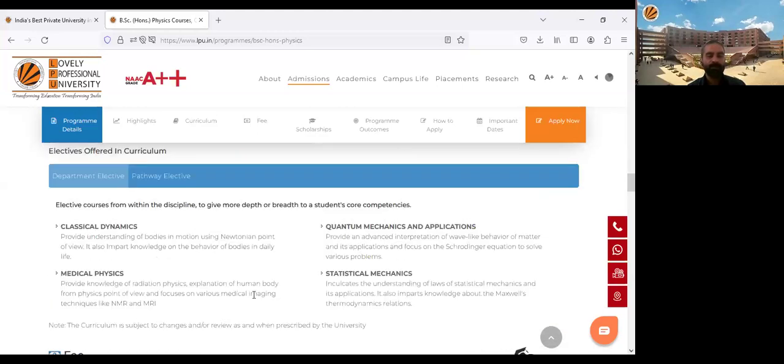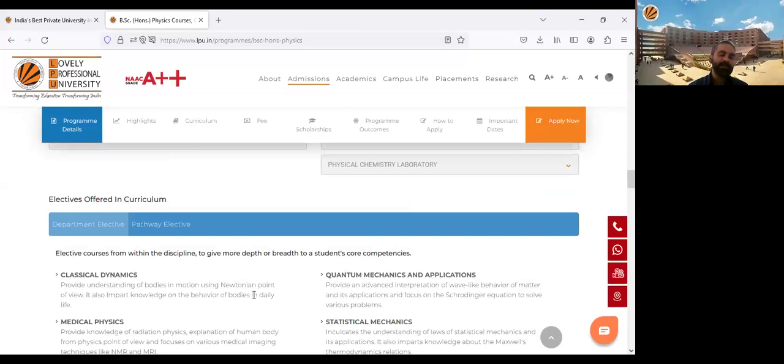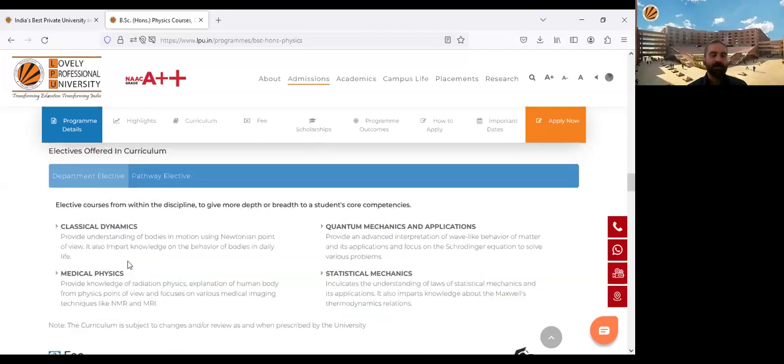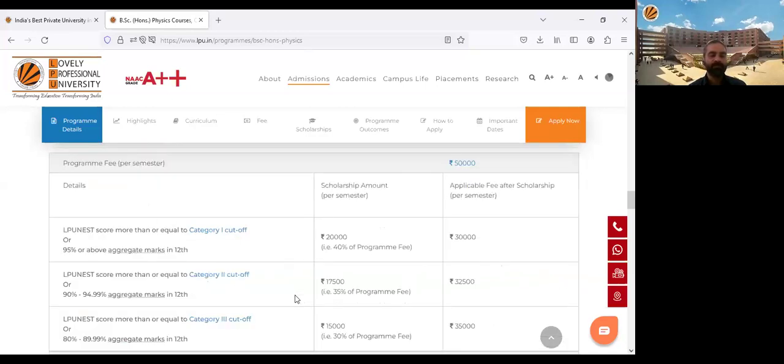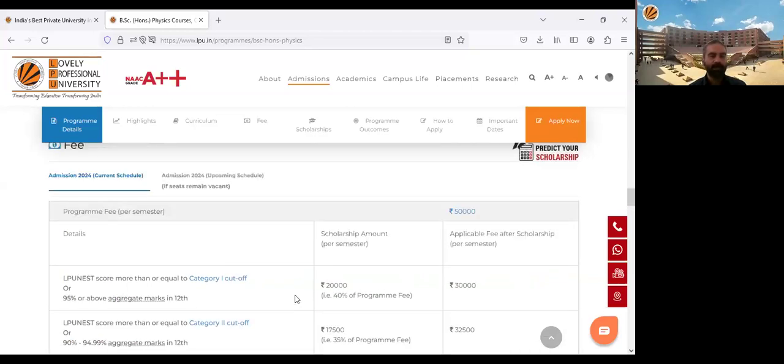Suppose you want to go for specialized programs, then we offer department elective subjects also. Like under this BSc Honors Physics, you can go with classical dynamics, medical physics, quantum mechanics and applications, or statistical mechanics. You can go further as per your career interest. If you are interested in a corporate job, then these are the subjects you are going to study. If you go for a government job, then accordingly. If you go for higher studies, then Physics Aptitude 1, Physics Aptitude 2. These subjects you are going to study as per your career pathways.